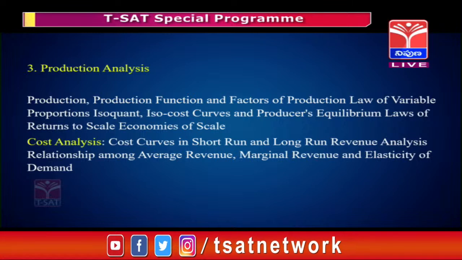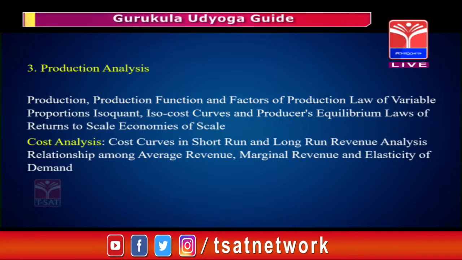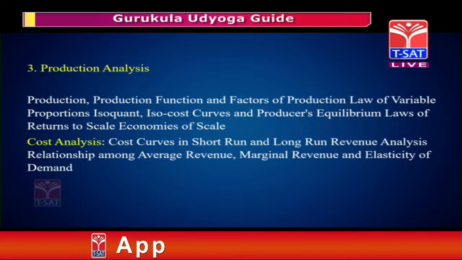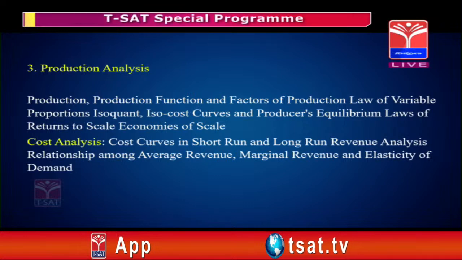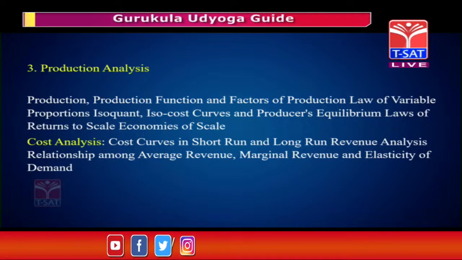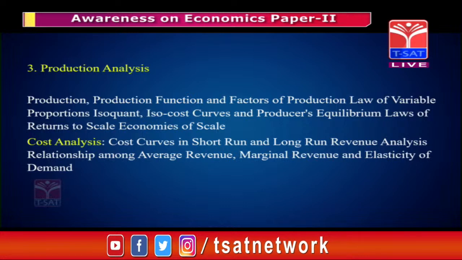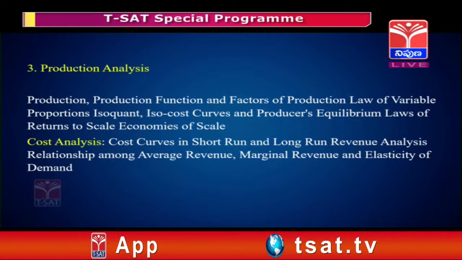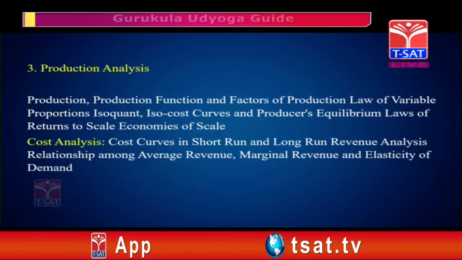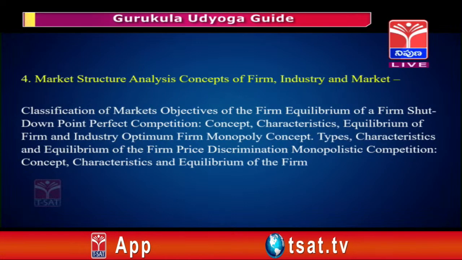Then we have cost analysis. Automatically, when we talk about the production process, there will be cost involved in the production. So the relationship between the cost and the output is what we talk about in cost analysis. Similarly, when the producer produces the output, he will be selling it in the market, which we call revenue, and the revenue is calculated by multiplying the price, that is the selling price, by the quantity sold in the market.